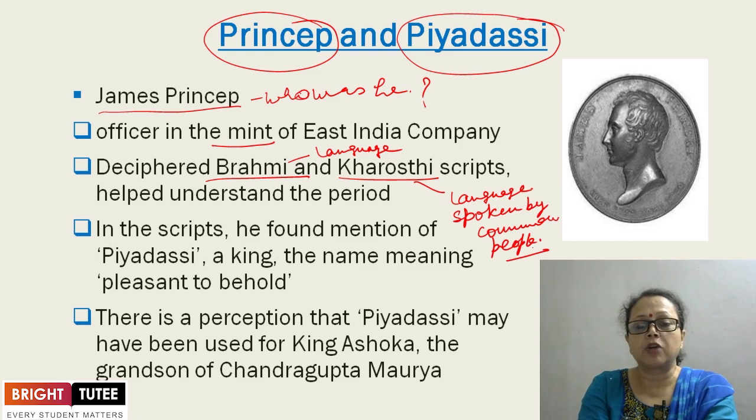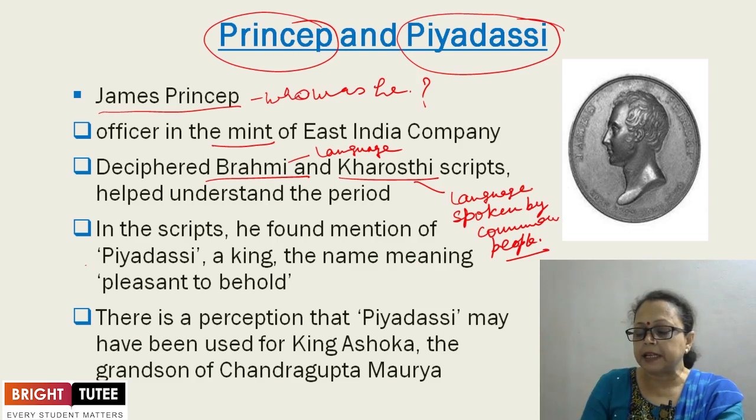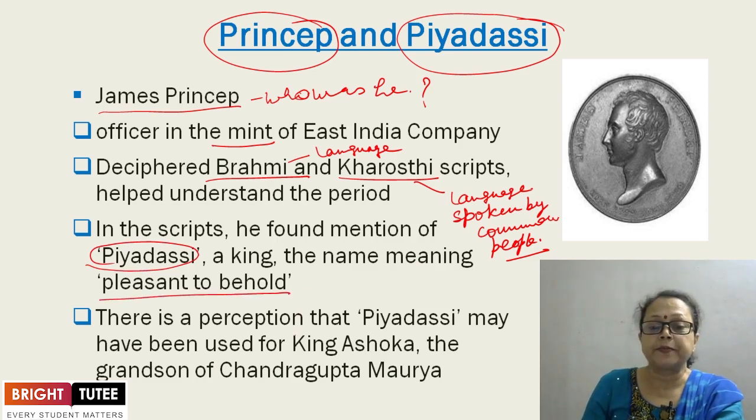Kharosthi and Brahmi were the common languages spoken by the people, and James Prinsep deciphered this language to understand the time period between the 600s BCE to 600 CE. In this script, he found mention of Piyadasi. Piyadasi is a word he found in this script, a king, the name meaning the pleasant to behold. This is the name and the description he found.